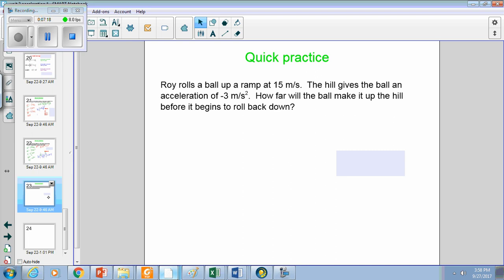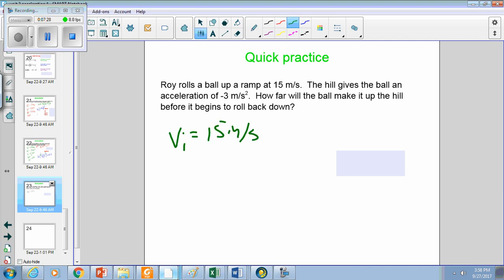All right, last one. Roy rolls a ball up a ramp at 15 meters per second. Velocity initial is 15 meters per second. The hill gives the ball an acceleration of negative. Well, yeah, because gravity sucks. So acceleration is negative 3 meters per second squared. How far will the ball make it up the hill before it begins to roll back down? So be careful with this one. How far does it make it up the hill before it begins to roll back down? So the maximum height should be where the velocity final is 0.